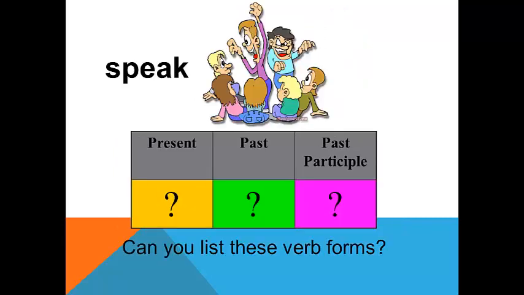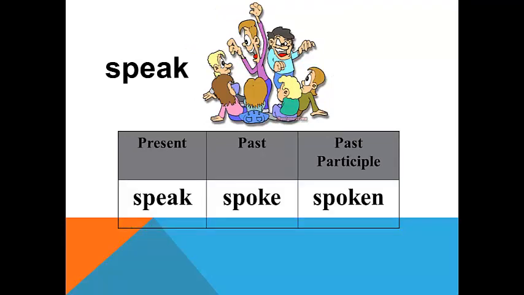Now let's continue with this. And here we have the verb speak. So you can speak to people, you can speak languages, you can speak English, for example. Present tense, speak. Past tense, spoke. Past participle, spoken. I am speaking with you right now. I speak English 3 times in a week.